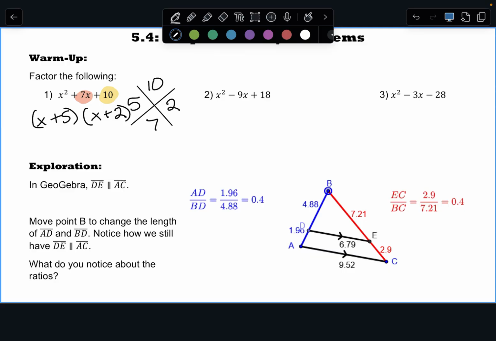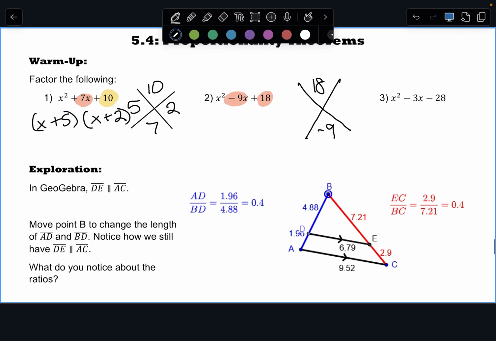Let's do it again for the next one. I need two numbers that multiply to what? 18. Okay? And add to -9. You just got to watch your sign. -9. What are my two numbers here?